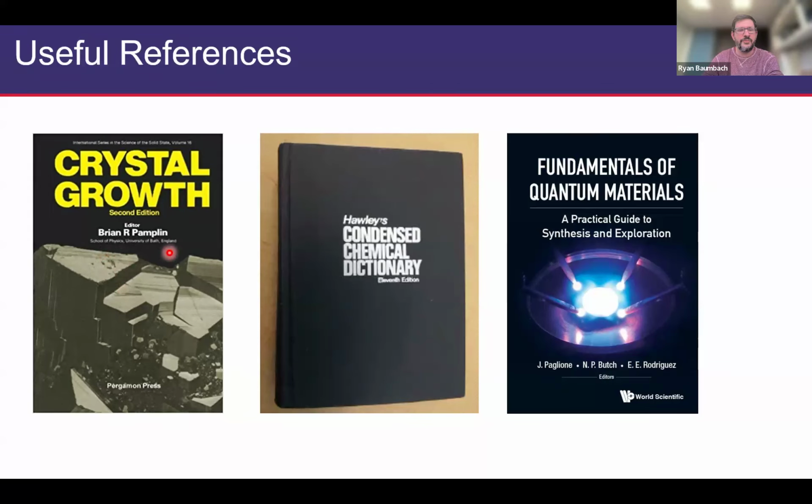So this book by Pamplin, if you're going to do any sort of bulk crystal synthesis, you should consult this book. Unfortunately, it's out of print, but you can find it on Amazon pretty easily. Maybe you can get your PI to buy it for the lab. Another one that's really great, it's from the FQM conference, is this one edited by Paglione, Butch, and Rodriguez. I highly recommend that. And not just because I published one of the chapters.